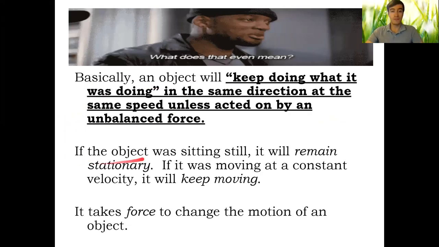So if an object was sitting still, it's going to remain stationary, right? The computer that you're watching me through right now is sitting on my desk. If I don't touch it, if nothing happens to my computer, it'll keep sitting on my desk in the exact same spot until something comes along and moves it. It can't move by itself, and it's not going to be moved by some unknown, impossible, like magic, right? It will only move if something acts on it.